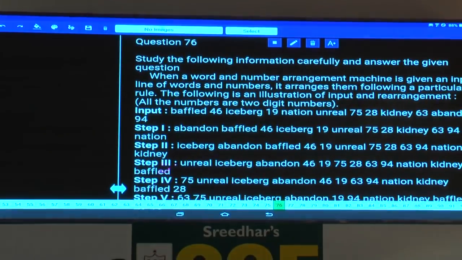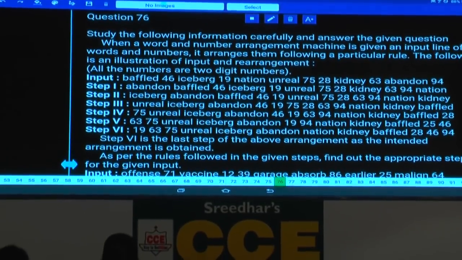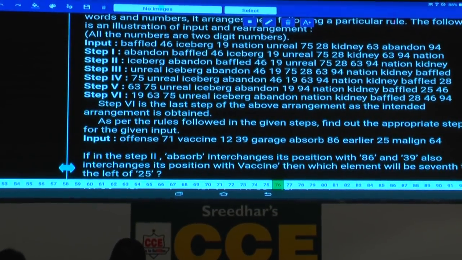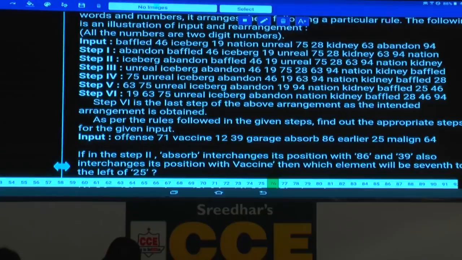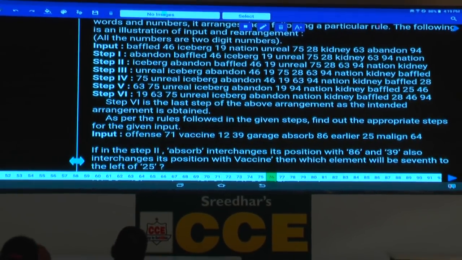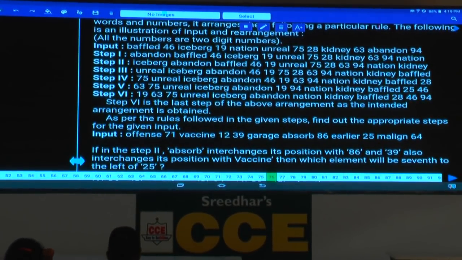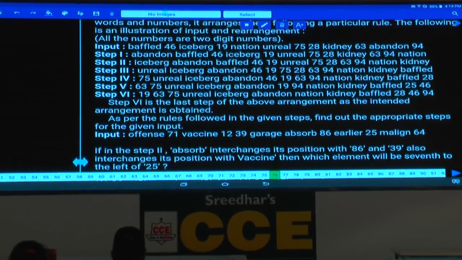Now in this 76 to 80, it is based on input and output. Now in the input, baffled, 46, iceberg and so on. How many elements are there in total? In total we have some 12 elements.